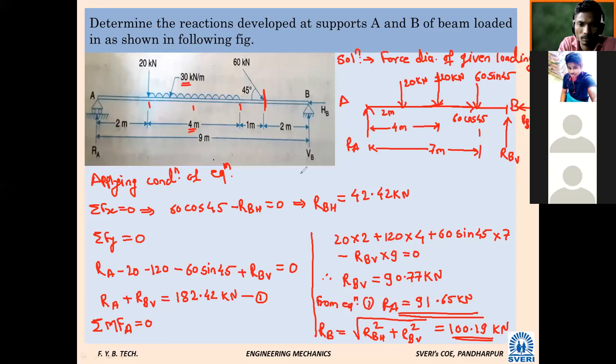Have you got RA, RB? Yes, sir. Any problem? Something not understood? No, sir. If not, we will go to the next problem. Shall we go next? Have you noted down both answers? RA is 91.65 kilonewton, RB is 100.19.